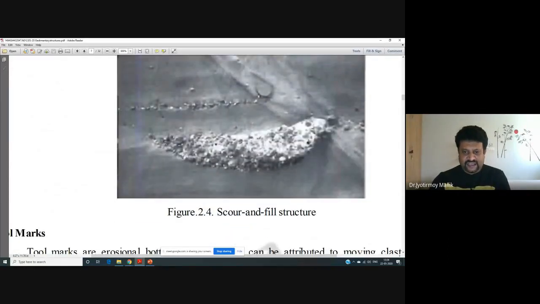So this is a scour and fill structure, as you can see. There was a scour, and this is now filled with younger sediments. Now, if I am just being able to see this one, this will appear as a positive relief on the overlying bed.